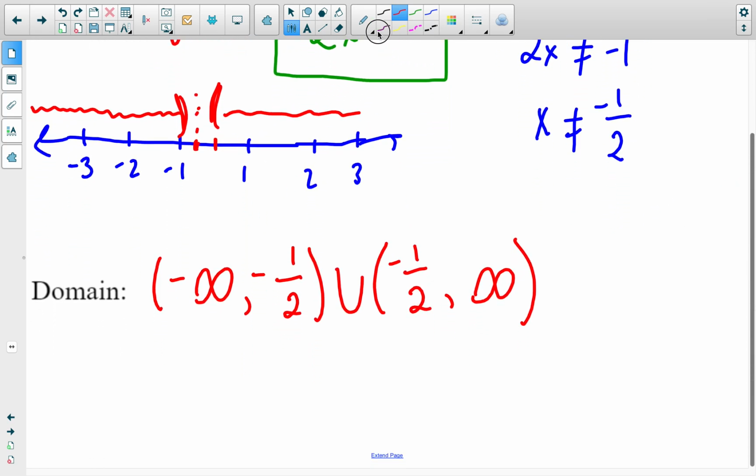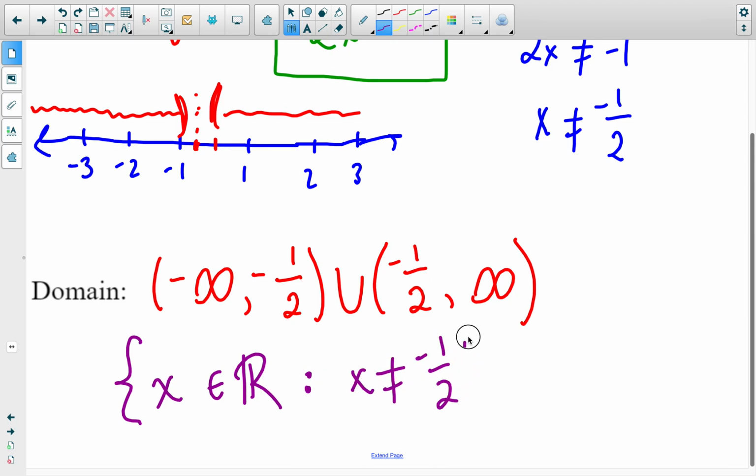Another way we could represent this, if we're in set builder notation, we could open up our squiggly brackets and say x exists in the set of real numbers, such that x is not equal to negative 1/2. We're typically going to stick with interval notation in here, but this bottom set builder is what you'll see if you move forward in your mathematics careers. So that's adding, subtracting, multiplying, dividing, and the domains that follow. I'm going to make a new video here to talk about compositions.